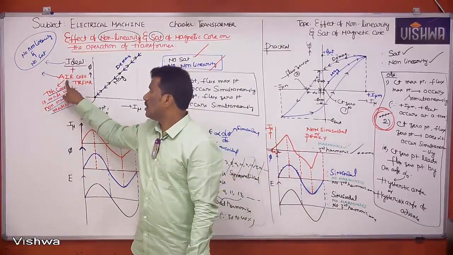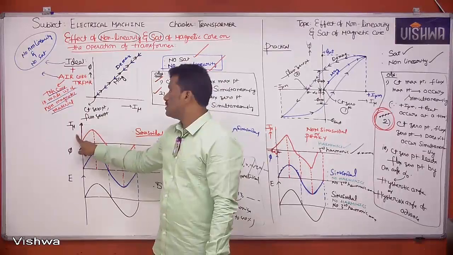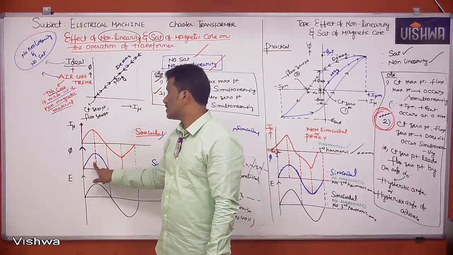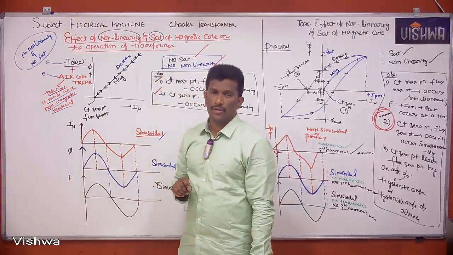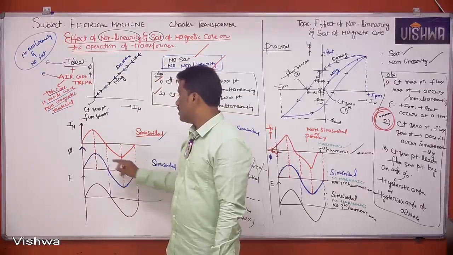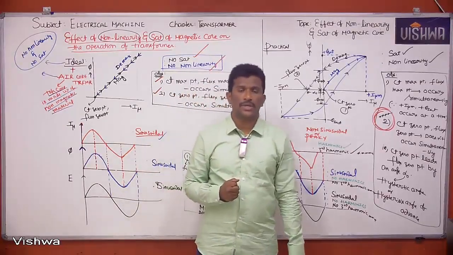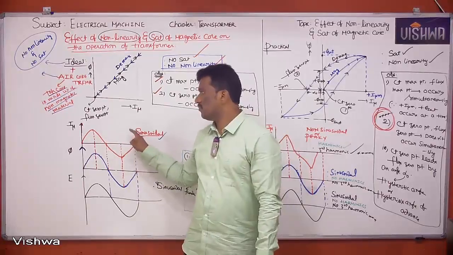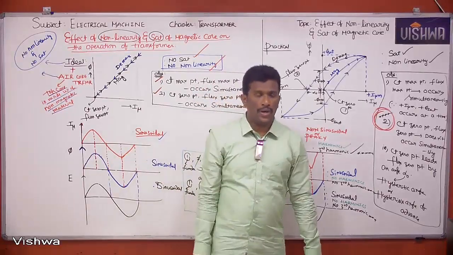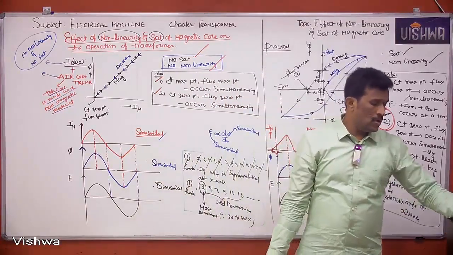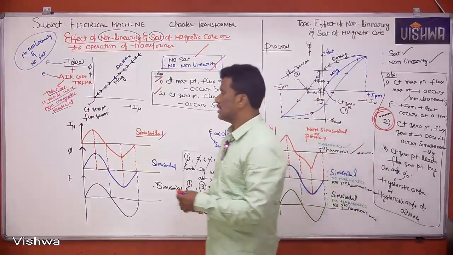So for air core transformer, shape of I mu means it will simply follow the flux waveform. So flux waveform is sinusoidal. Shape of your I mu waveform is also sinusoidal. Sinusoidal waveform is the answer for that question number 31. Option C is the answer.